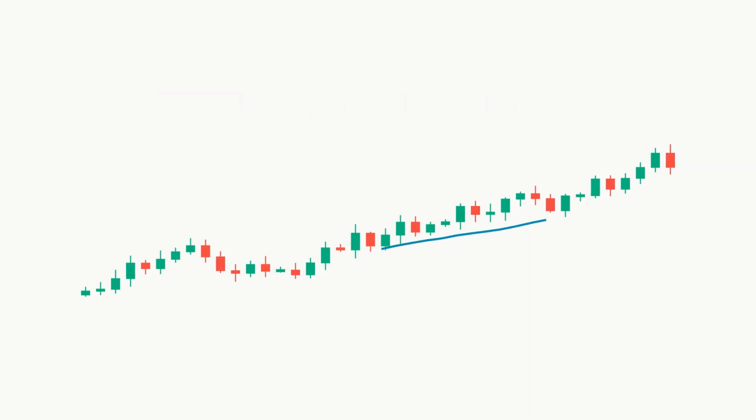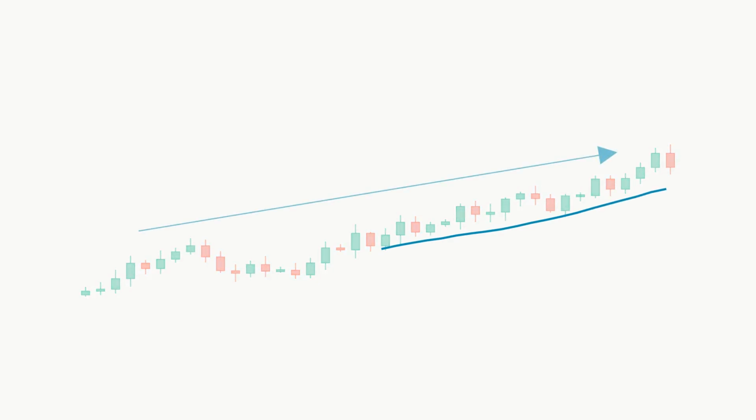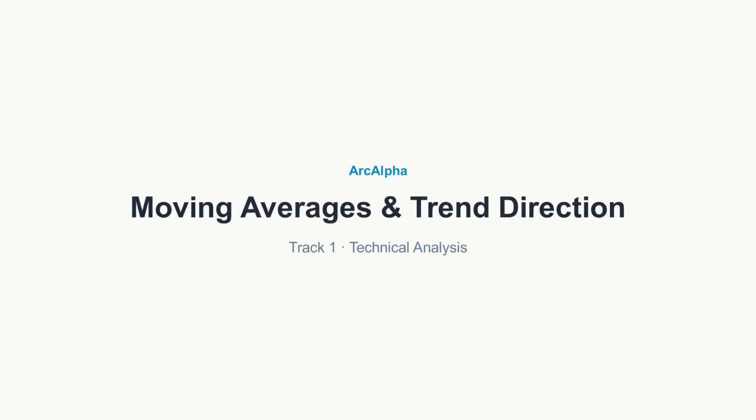Now draw a line through the middle of it. That's a moving average, and suddenly you're not trading noise, you're trading direction. In this video: what moving averages are, which three matter most, and the one ArcAlpha uses as your mean.